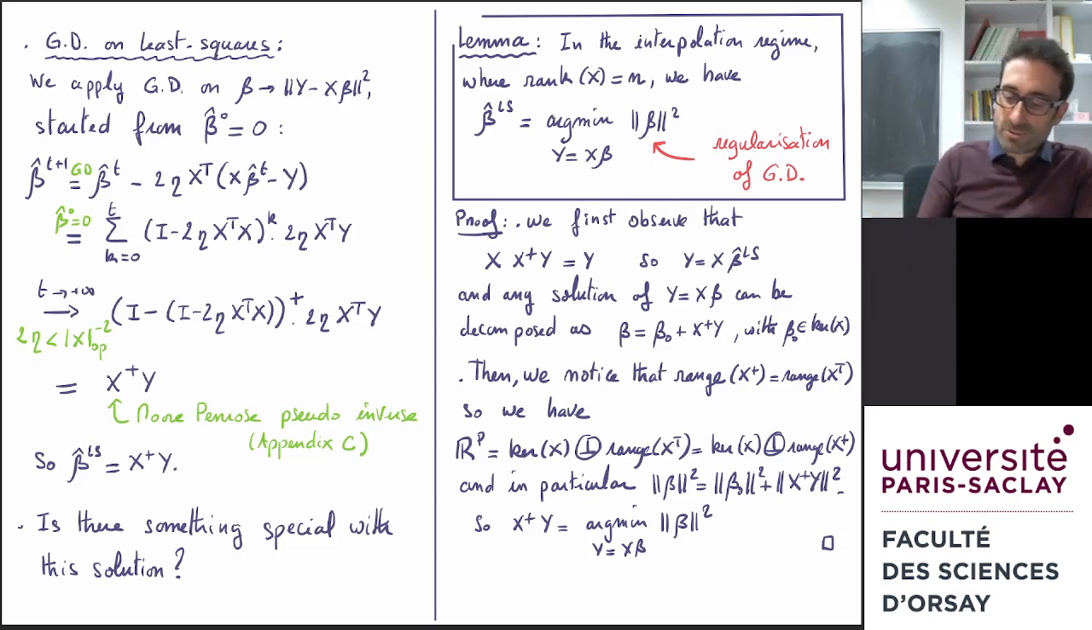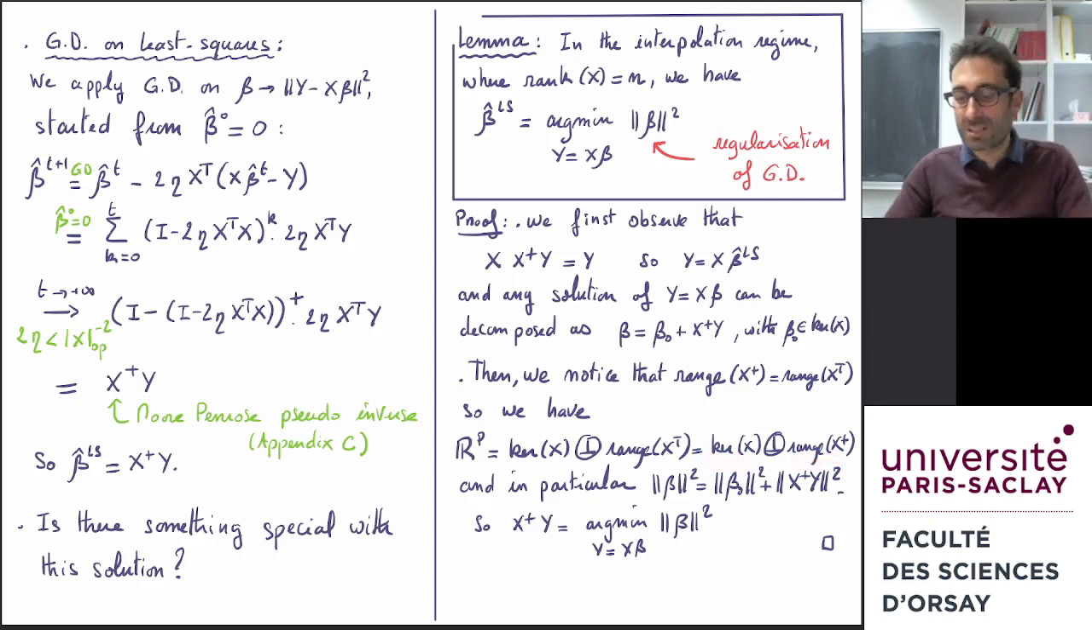So since you know that the range of X transpose plus the kernel of X are in direct sum and they span all R^p, you will have that R^p is equal to the orthogonal sum of the kernel of X and the range of X plus. Right? So you can decompose any beta in R^p as something in the kernel of X plus something in the range of X plus. So in particular, when you look at this decomposition, these two terms are orthogonal.